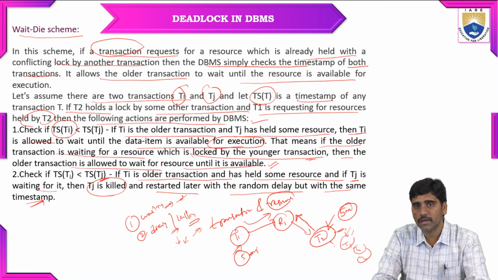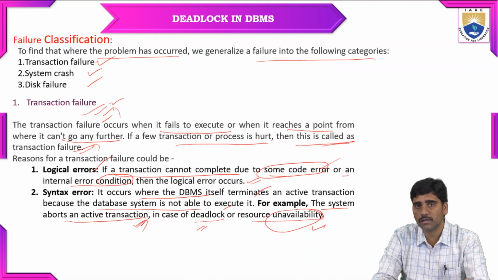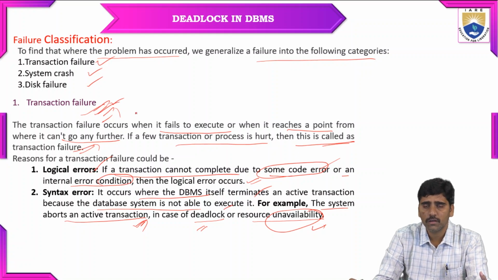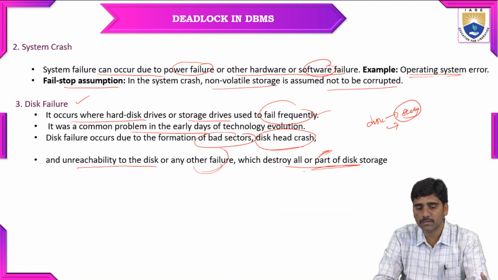One is the wait-die scheme, and the second is the wound-wait scheme. These two are deadlock prevention techniques. After deadlock occurs, the transaction fails. How many ways can a transaction fail? The failure classification: one is transaction failure, the second is system crashes, and the third is disk failures. Transaction failure happens because of logical errors or syntax errors. System crashes happen because of operating system configuration changes or software failures. Disk failures are completely related to disk storage problems.